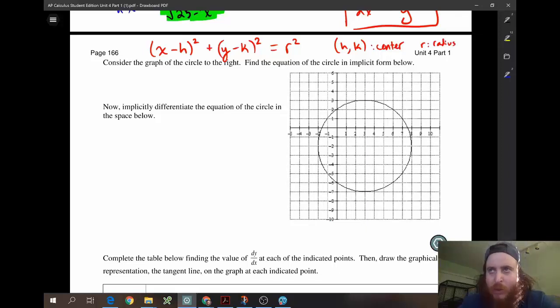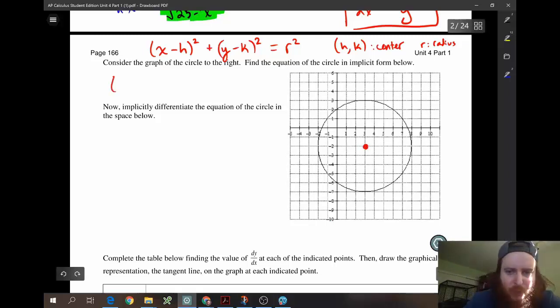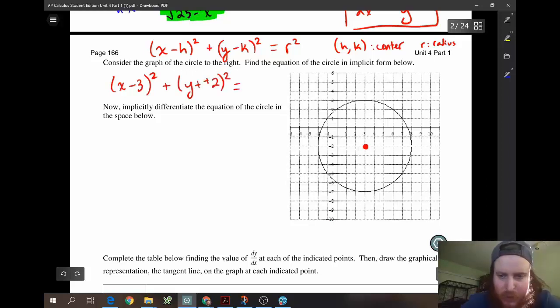But first we're going to go in and find our center. Our center looks like it's at 3, negative 2. So that means we're going to have x minus 3 squared plus now y minus negative 2. That's going to turn to plus 2 squared. And our radius is 1, 2, 3, 4, 5. So our radius is 5. So 5 squared will become 25. So x minus 3 all squared plus y plus 2 all squared equals 25.